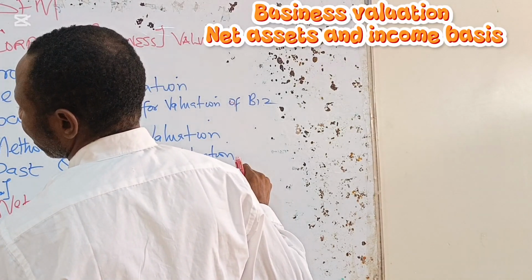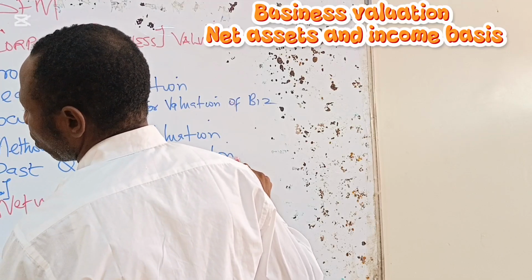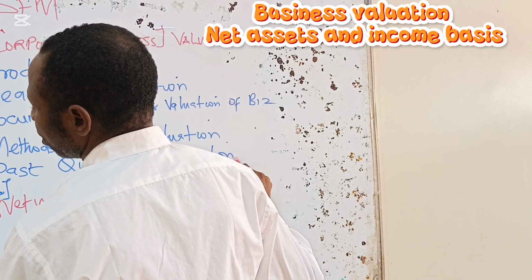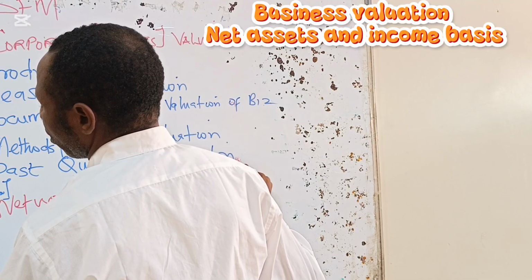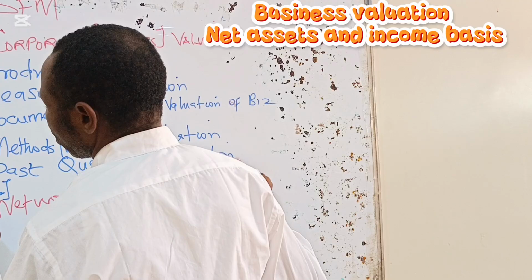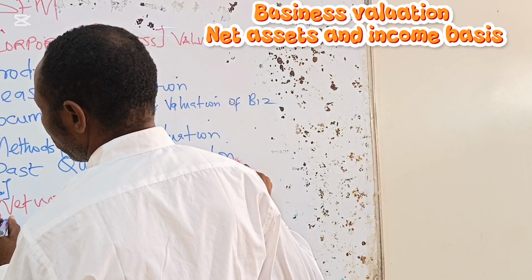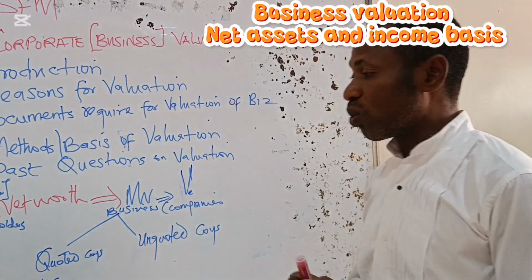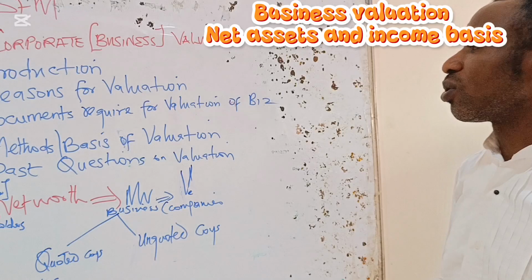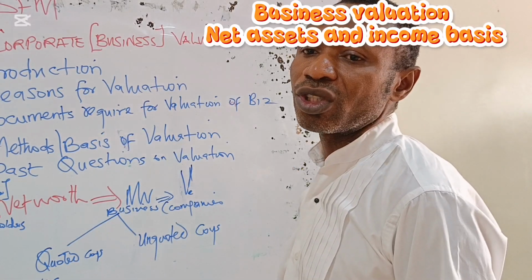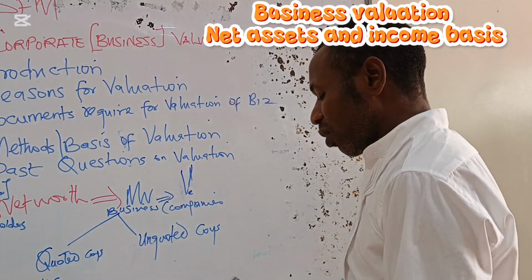Other reasons why a business may want to know its net worth include admission or retirement of partners or shareholders. For instance, when a partner in a business wants to retire or a shareholder is leaving the entity, they may want to know the value of the business so that they know the portion applicable to such a shareholder or partner, so as to know the modality of his exit or entry.